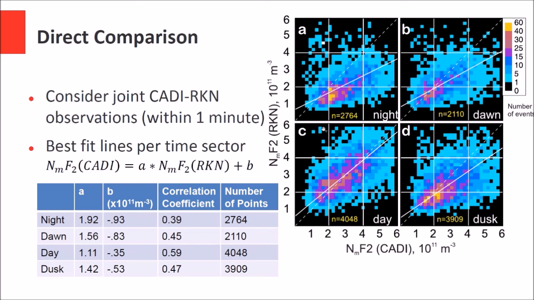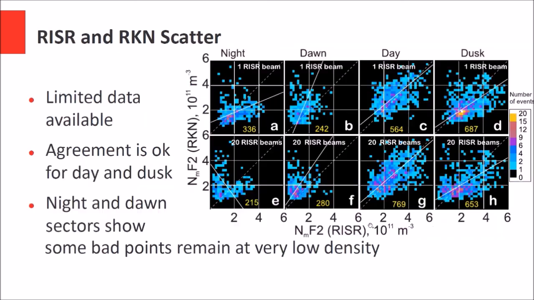In all 4 time sectors, the correlations are at least okay. Night and dawn are much weaker. However, these time sectors also have many fewer data points than the day and dusk sectors. We can do a similar analysis for riser data.